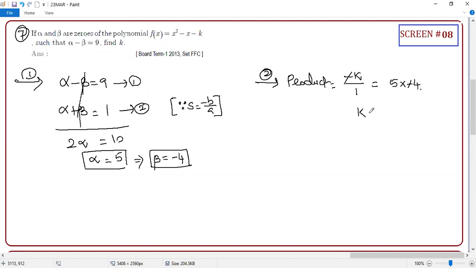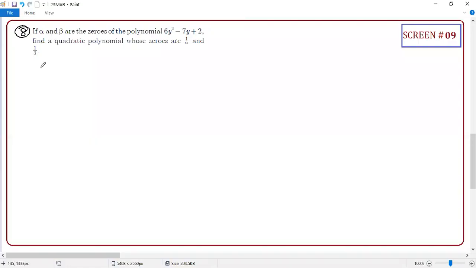Minus cancel. So k equal to 20. Correct or not? Yes, sir. Any doubt? No doubt, sir. Appreciate it, Bharat.